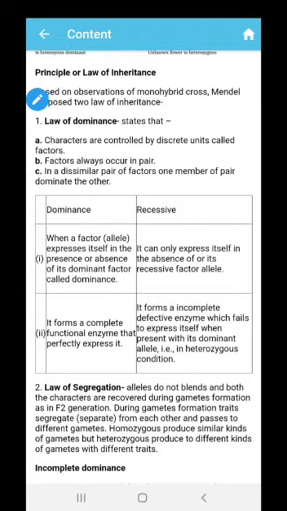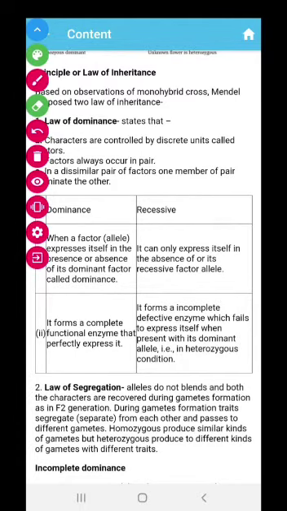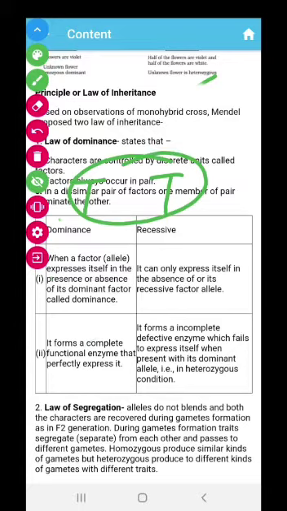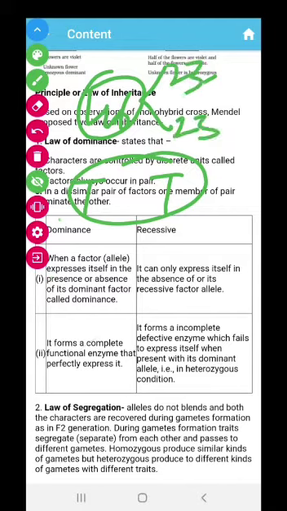In a dissimilar pair of factors, one member of the pair dominates the other. Try and understand: characters are always controlled by units, and units are always in a pair. I have 46 chromosomes, in the form of 23 pairs. So one 23 will contain one T and the other 23 will contain one T. That is why it is said that genes, or alleles or factors, are always found in pairs in one individual inside one single cell.